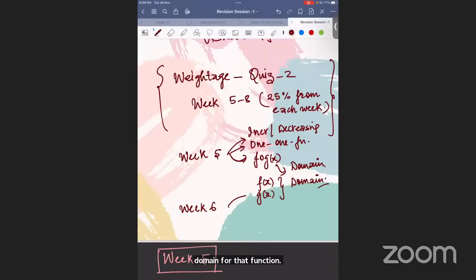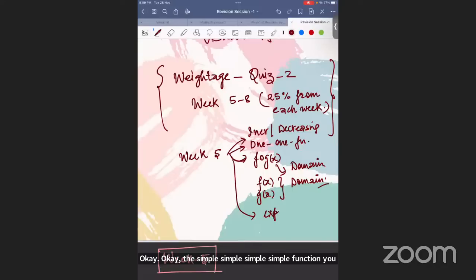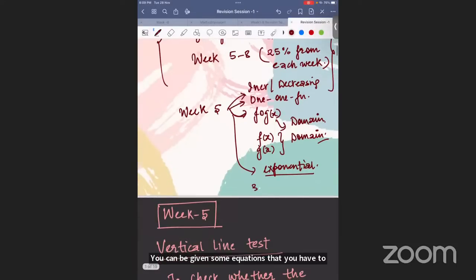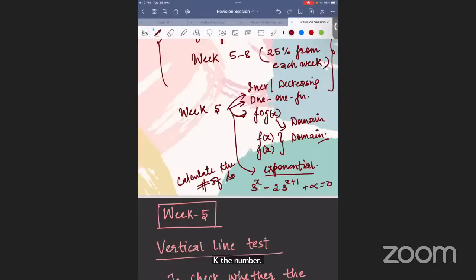And the other part is the simple functions you should be knowing, like any exponential function. You can be given some equations that you have to solve, like 3 to the power x minus 2 into 3 to the power x plus 1 plus some alpha equals to 0. Then calculate the solution, calculate the number of solutions, or maybe calculate the value of x.